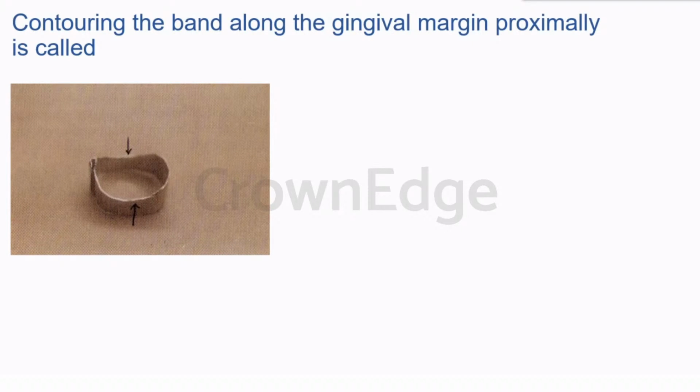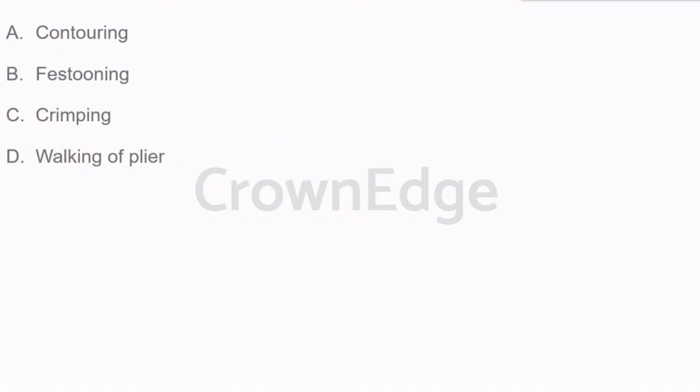Most of you wouldn't have seen this in a clinical scenario, but these questions and explanations are given in your basic textbooks also. So it's an easy and straightforward question. Contouring the band like this, you're placing the band on the molars. If the contouring is happening like this, what is this and why is it being done? Contouring, festooning, crimping, or walking off the plier. A few of you are giving options. Go ahead.